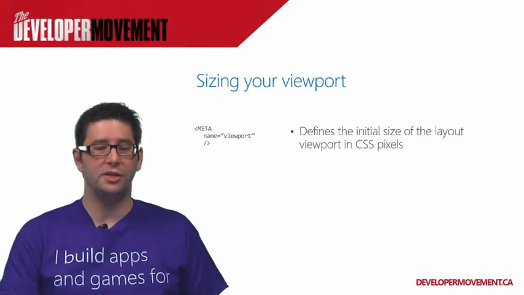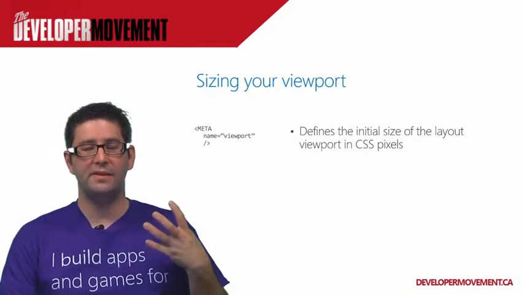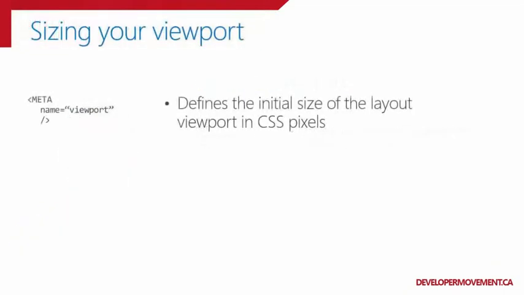So one of the things you should do is set up a meta tag with the viewport. This basically defines the initial size layout, the viewport in CSS pixels. So you can set up various different viewport sizes for your application on the web, so that it supports certain standard widths and heights and things like that. So that's something you can keep in mind.